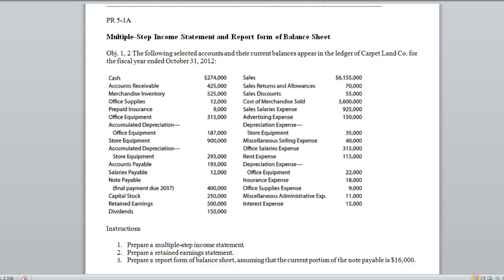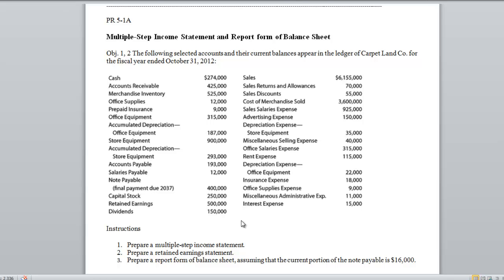Okay guys, we're going to do problem 5.1a. And remember there's a Word document that contains this problem in it available to you as well. Okay, so we are dealing with a merchandiser. And the financial statements of a merchandiser are going to be different from that of a company that works in the service field.